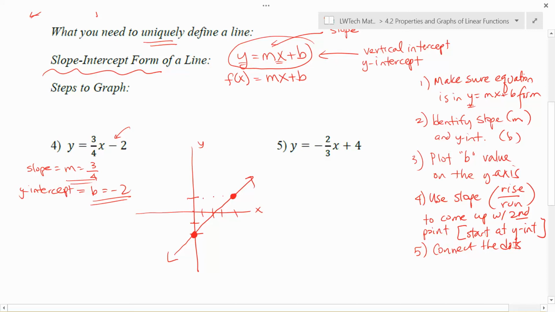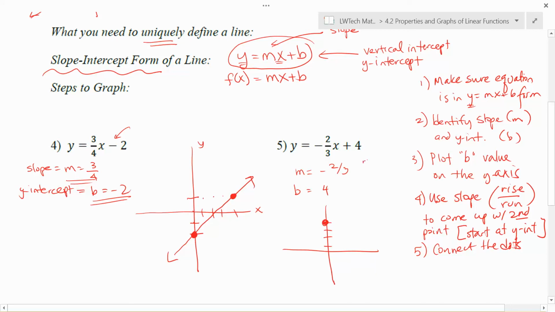So having your equation in this y equals mx plus b form makes it very, very fast to be able to sketch a graph. Let's try another example here. Y is by itself, so we identify our slope, which is negative 2/3, and our y-intercept, which is 4. We come to our graph and plot the y-intercept as our starting point. In this case, the y-intercept was a positive 4, so we're up here.